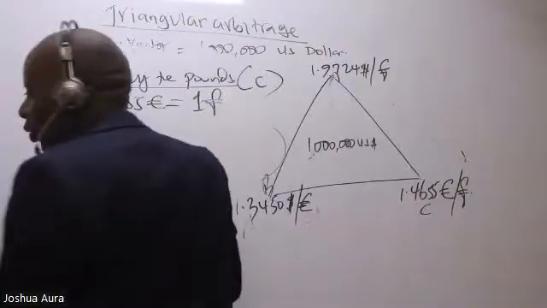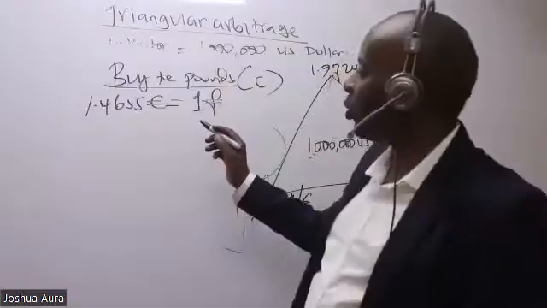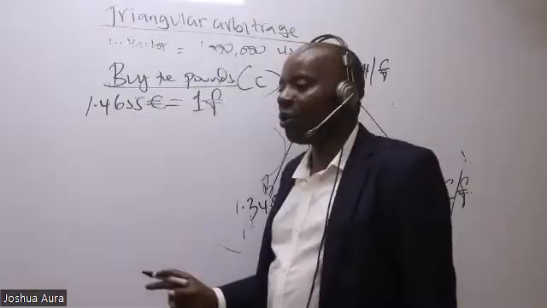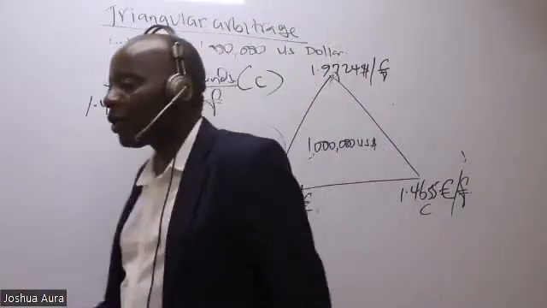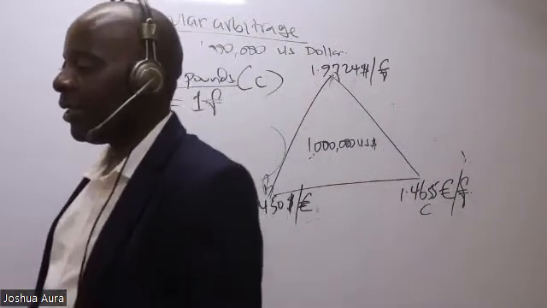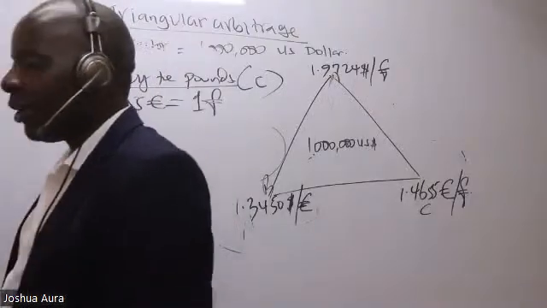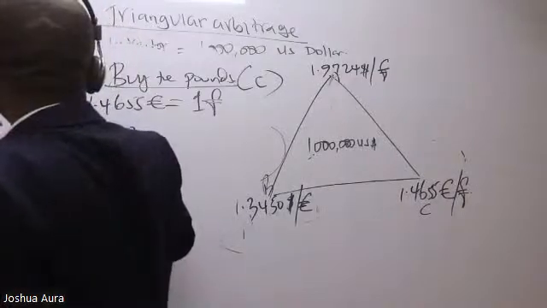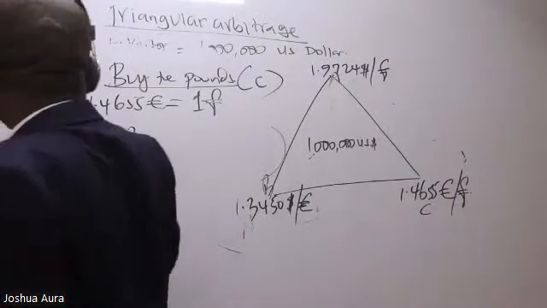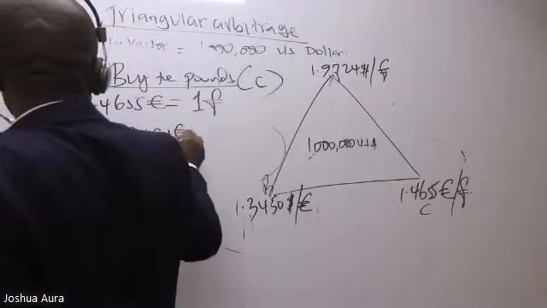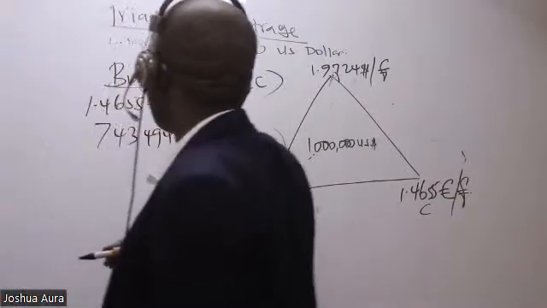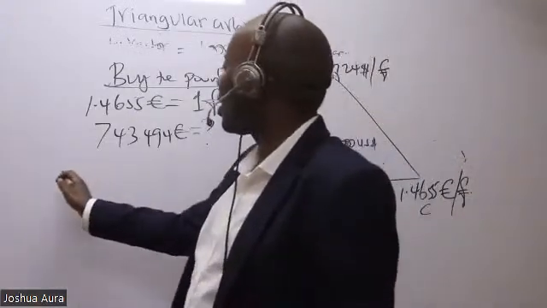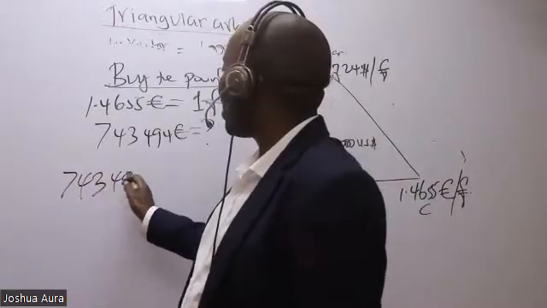Unfortunately, I rubbed my figure here. Can somebody remind me the euros that we had here? Those euros were how many? 743,494 euro. So when you cross multiply, you will get what Josephat has given us. This will be 743,494.